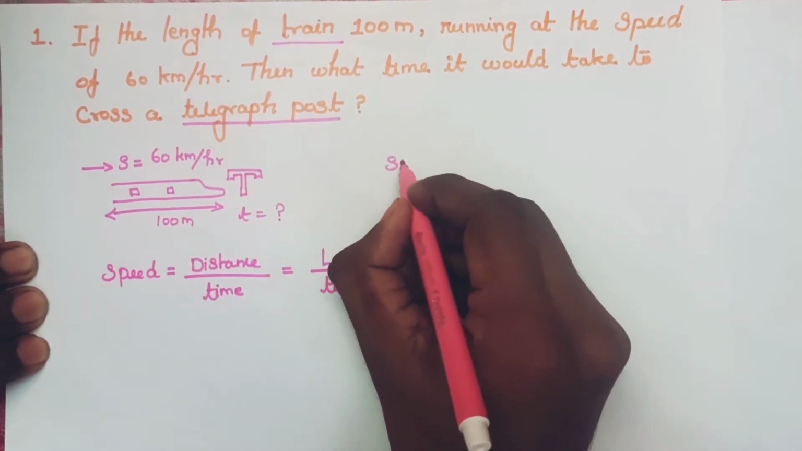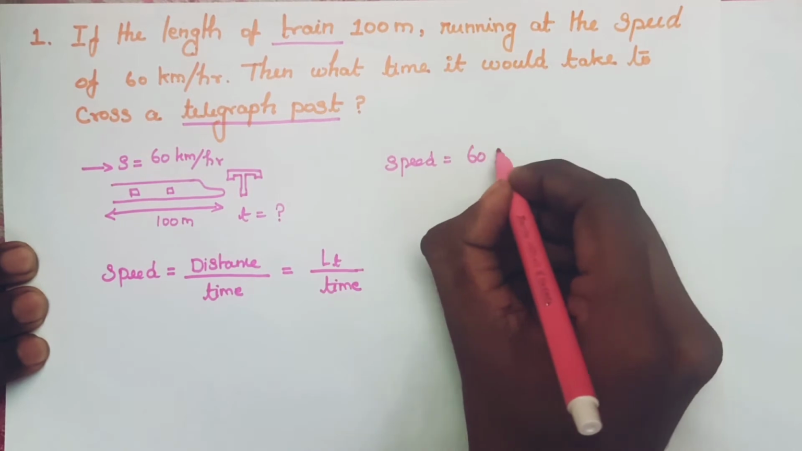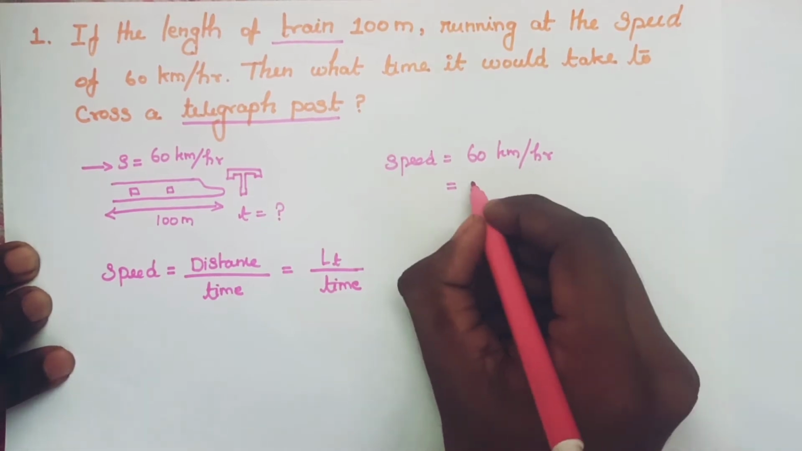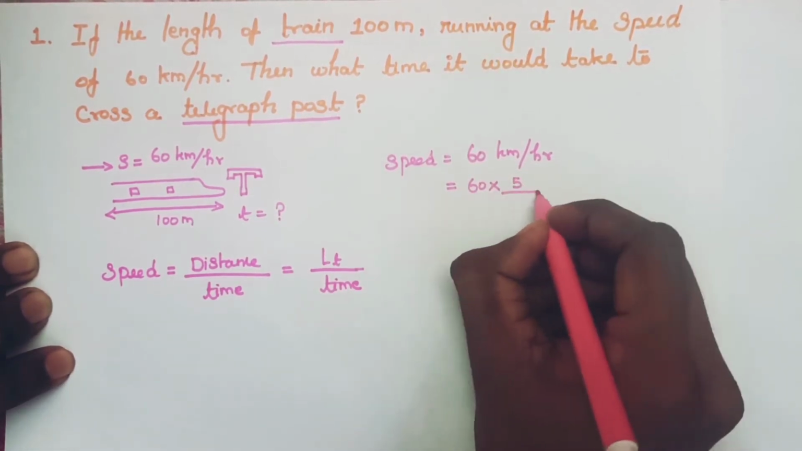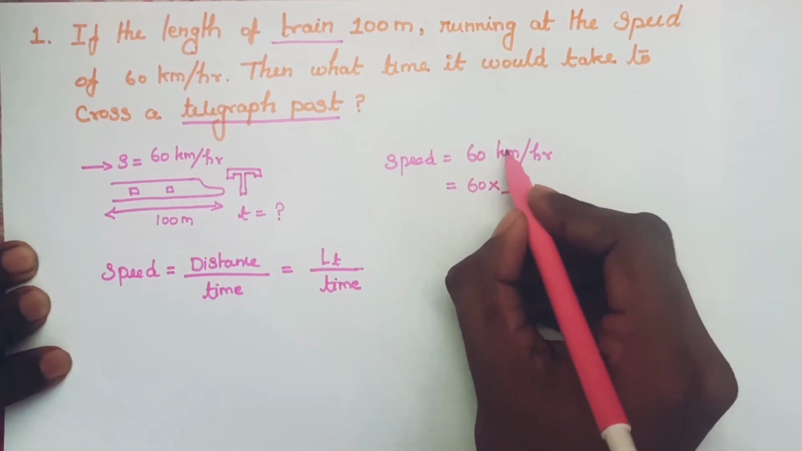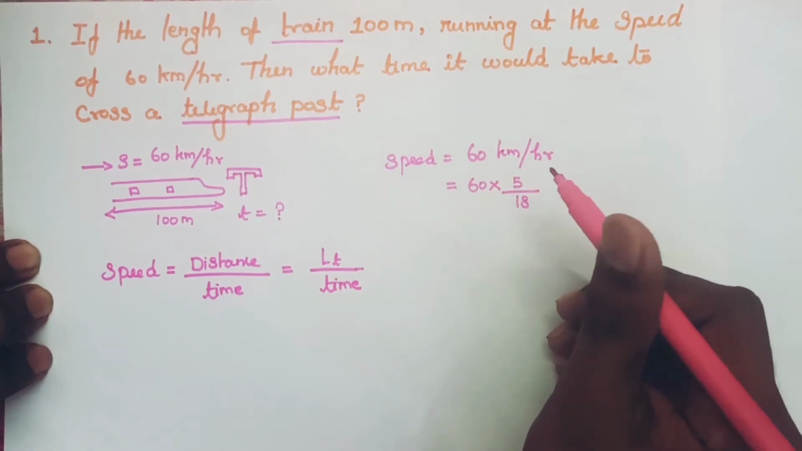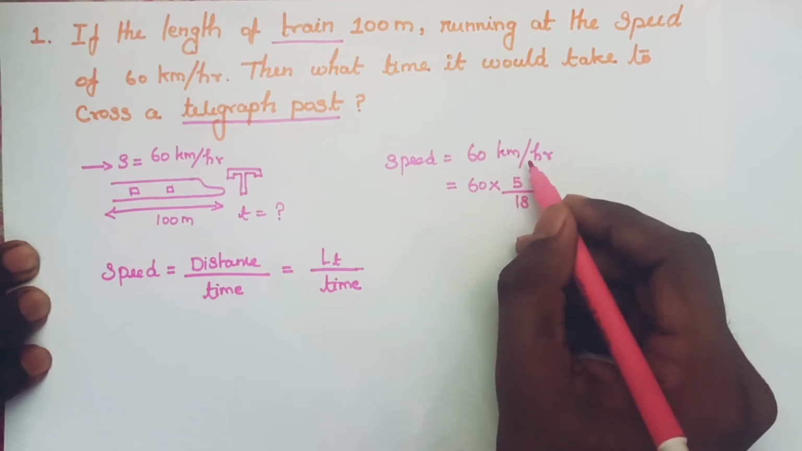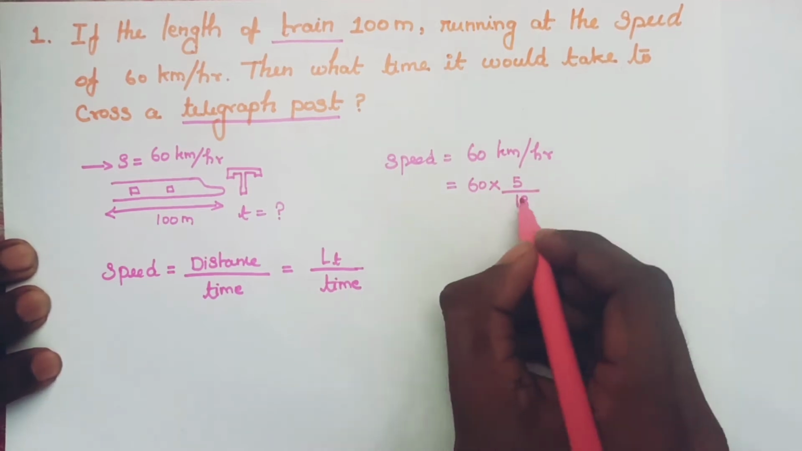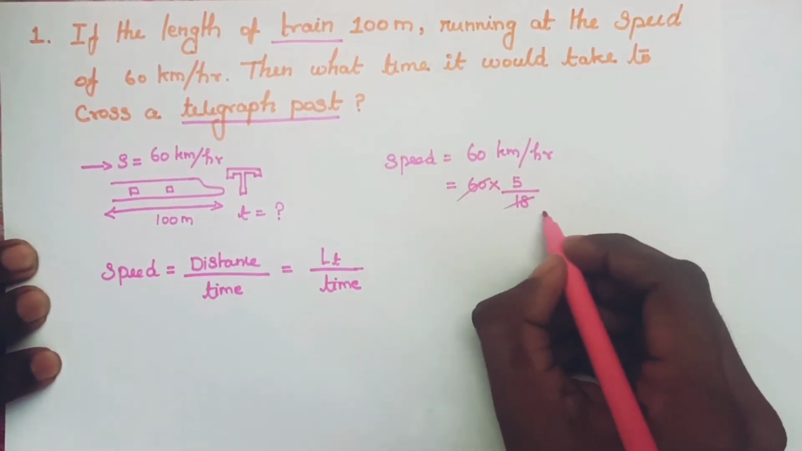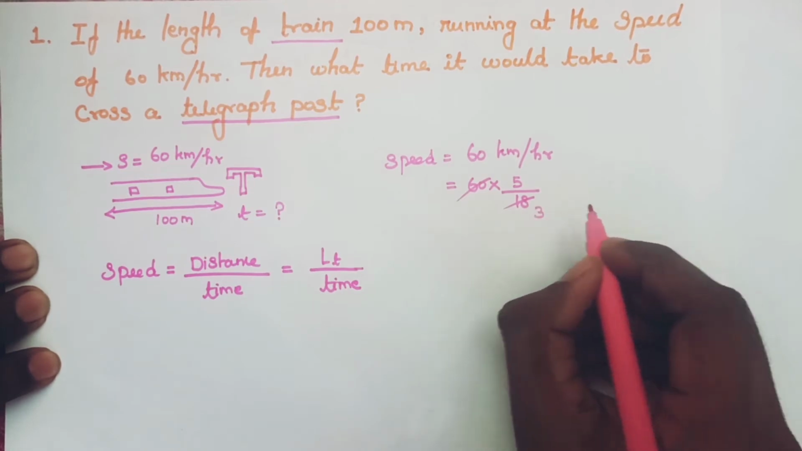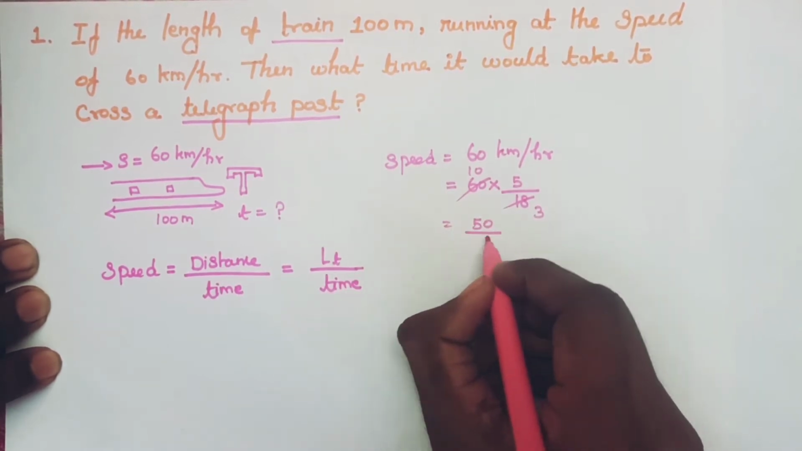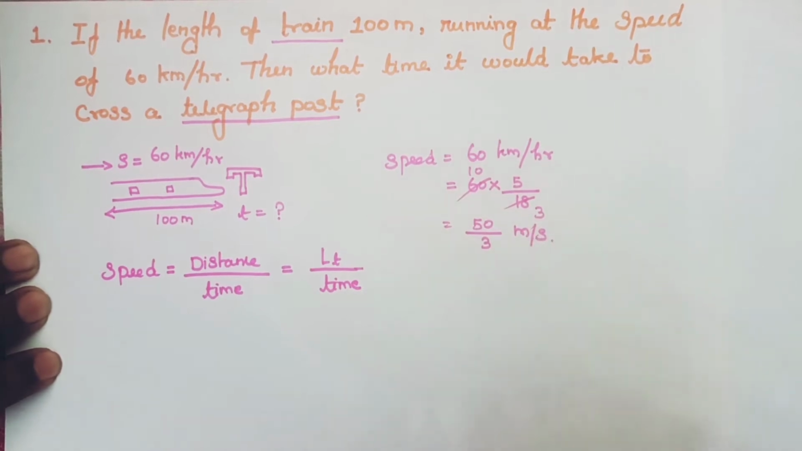So speed equal to 60 kilometer per hour. In order to convert it into meter per second, just multiply by 5 by 18, because kilometer is a larger one, meter is a smaller one. If you want to convert from the larger one to the smaller one, you put the smaller value 5 in the numerator and 18 in the denominator. Just simplify these two. 3 6s are 18 and 1 6 is 6. 50 by 3 meter per second, right?